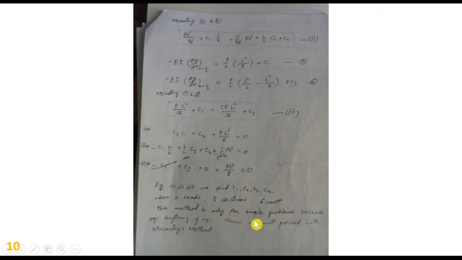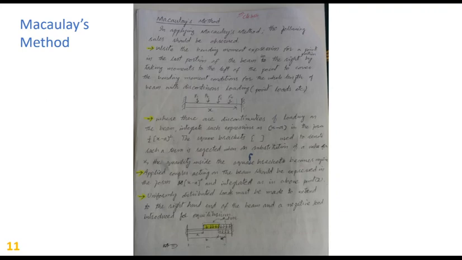And this method is only for simple problems, because when there are multiple loads, it will be a very tedious and exhausting method. So for the solution of this, we will use Macaulay's method. In applying Macaulay's method, the following rules should be observed. Write the bending moment expression for a point in the last portion of the beam on the right by taking moments to the left of it.